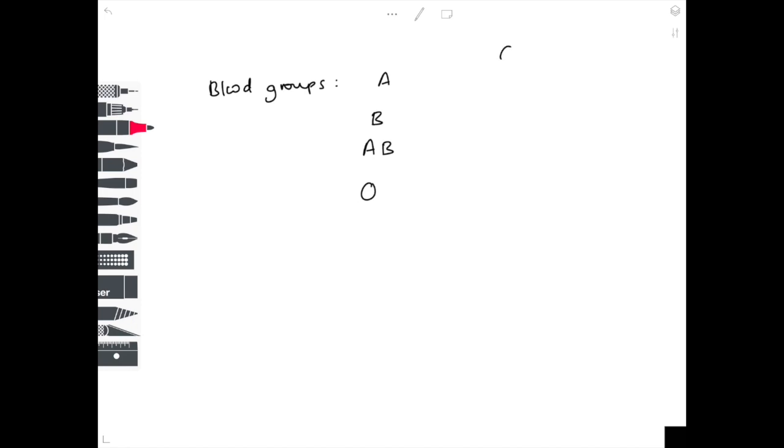So for A, the potential genotypes are IA, IA, or IA, IO. For B, you're looking at IB, IB, or IB, IO. For AB, you're looking at IA and IB. And for O, you need IO, IO. Just make sure you're clear that that's an OR. And now let's have a look at an example so you can actually see it in practice.